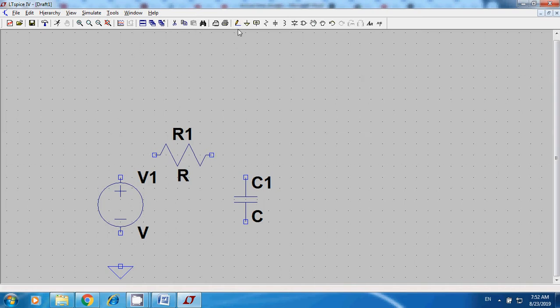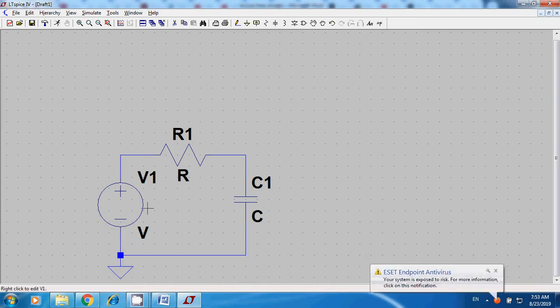And now you go to wiring, right? You click this one, and then you make connections of the components. So R to capacitor, capacitor to ground, and your ground connected to the input signal, right?